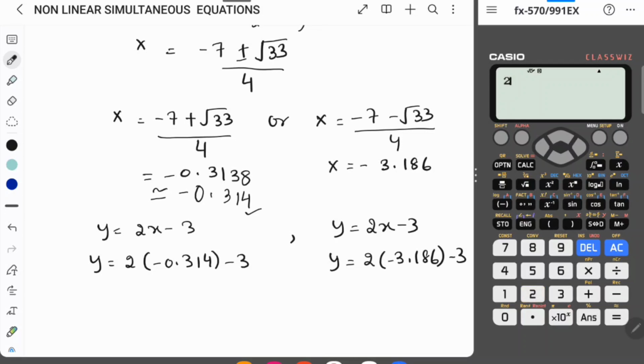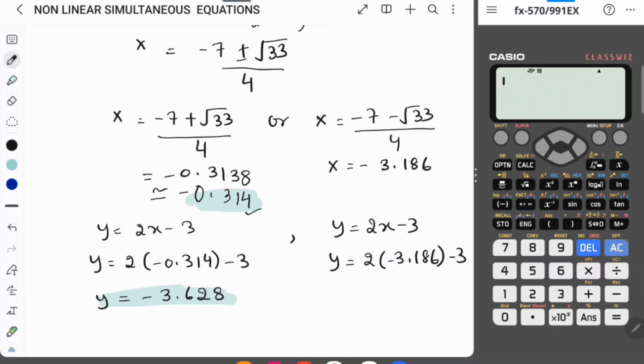2 times minus 0.314, bracket close, and then afterwards minus 3, which is equals to minus 3.628. That is the answer. So minus 3.628 is the y value. Okay, these are the one set of answer, the coordinate.